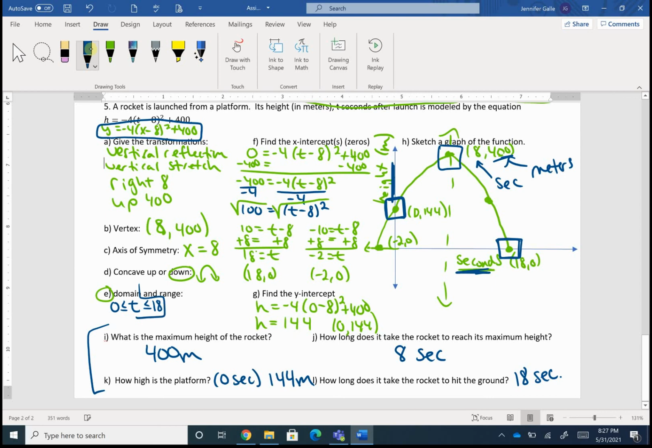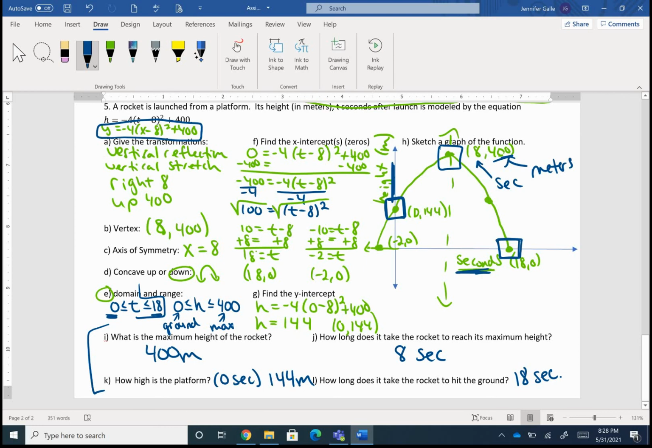That's our domain. For the range, again, the range deals with y. Y in this case represents the height. The height this time, I know we started at 144 meters, but it does go back down to the ground. However, the height does not go any higher than the 400 meters. So again, this is when we reach the ground. This is our maximum. Time cannot go negative, and it's back on the ground in 18 seconds.